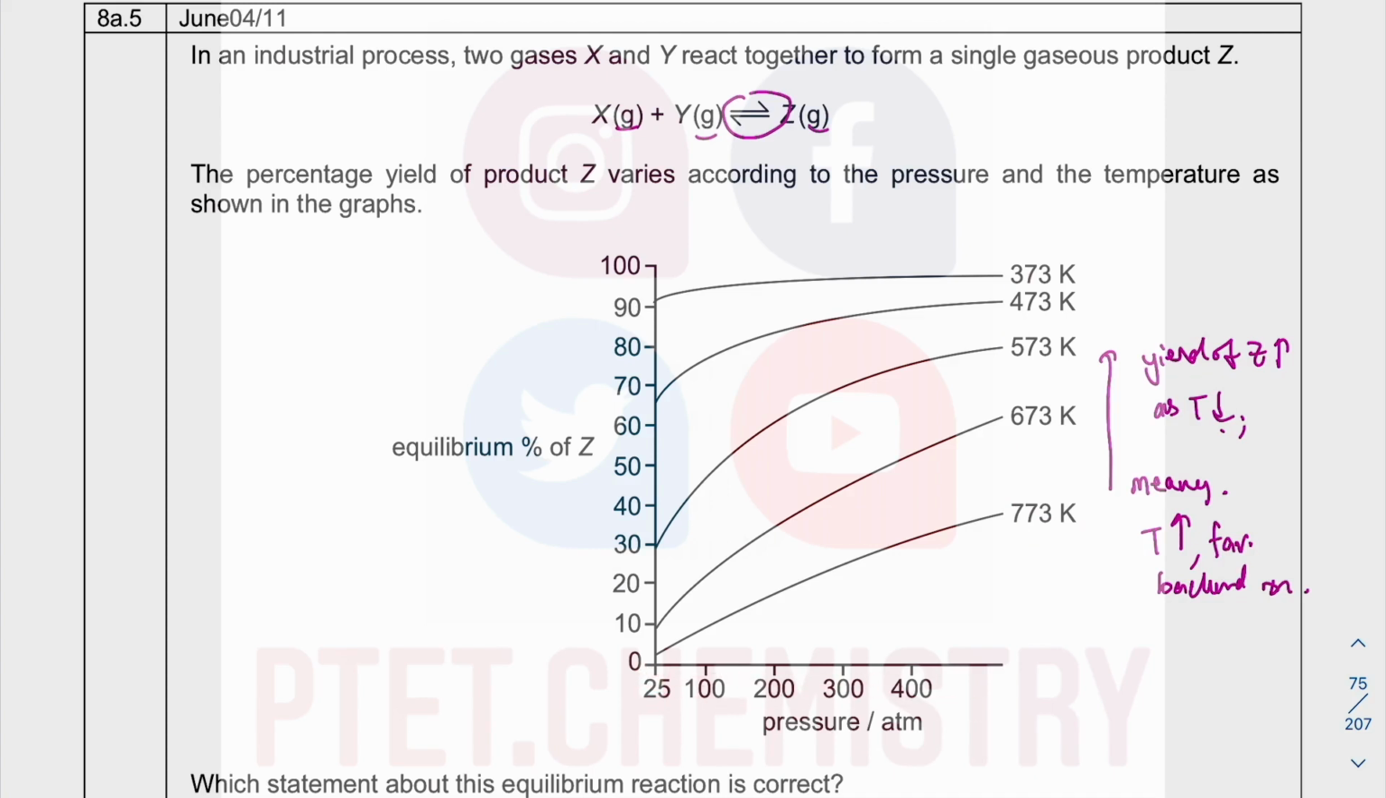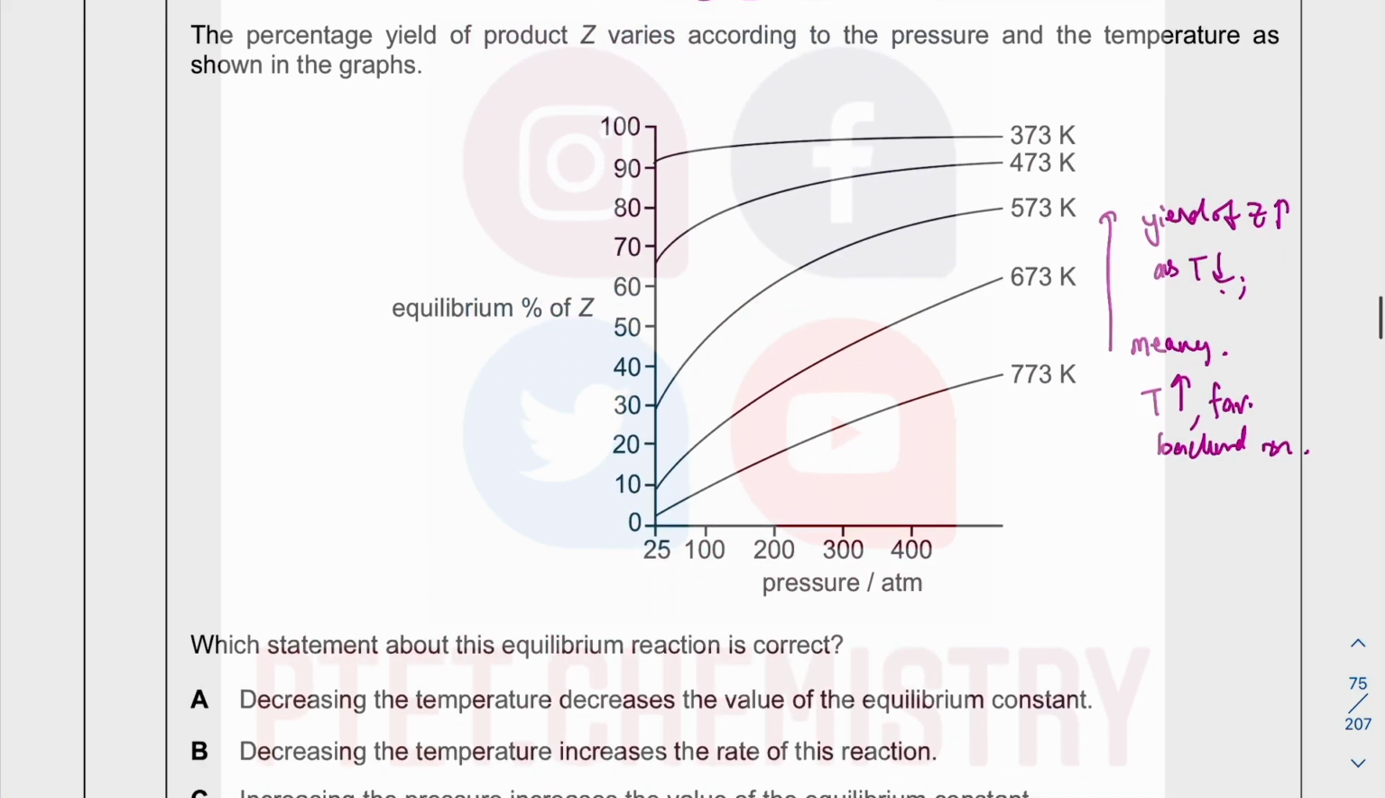As pressure increases, that's how you work out this kind of graph. On your x-axis, as pressure increases, your yield of Z increases. You can see the y-axis continuously increase as your x-axis increases. So that means you favor forward reaction as pressure increases.